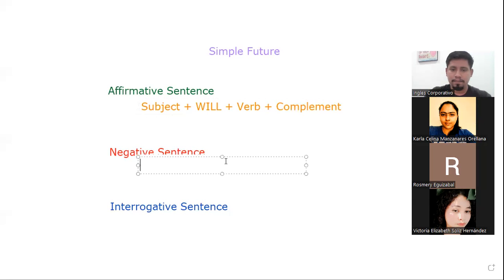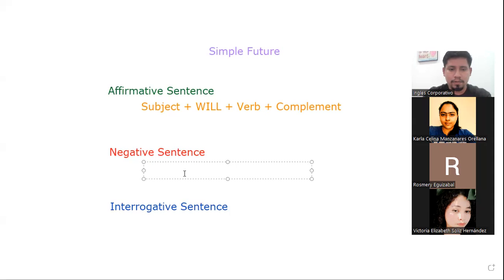Same happens for negative. Tell me. Teacher, the verb is in base form? Yes, in the case of simple future, the verb is going to be in base form. That's always going to happen for affirmative sentences in simple future. So for instance, when I say I will play basketball, I'm just informing that I'm going to do something in the future. The verb must be in base form. As I said before, the only thing that we're going to include here is will in each sentence.